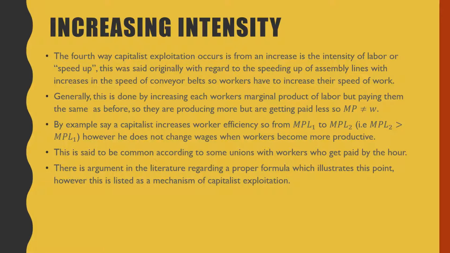The fourth way capitalist exploitation occurs is from an increase in intensity of labor, or speed up. This was originally said with regards to the speeding up of assembly lines, which increases the speed of the conveyor belts, so workers have to increase their speed of work to keep up with the machinery. Generally, this is done by increasing each worker's marginal product of labor but paying them the same as before. So they're producing more but are getting paid less, so their marginal product is not equal to their wage.